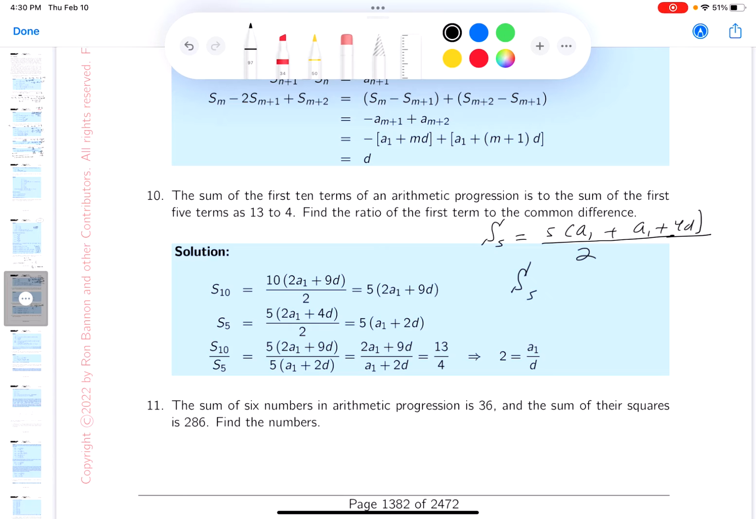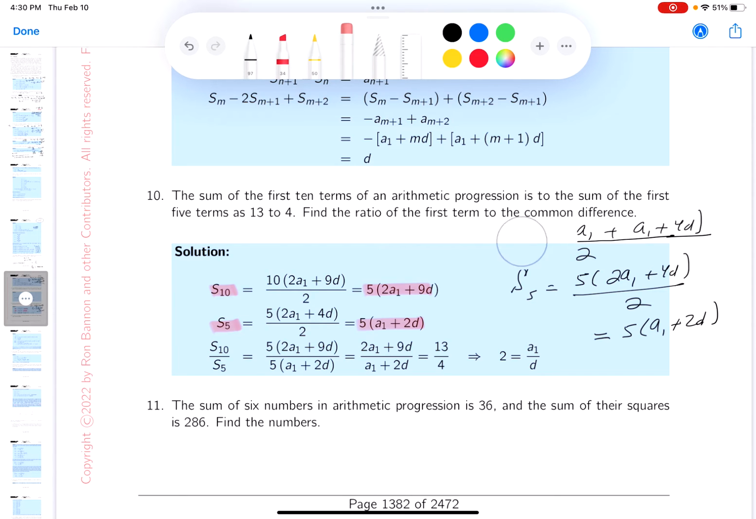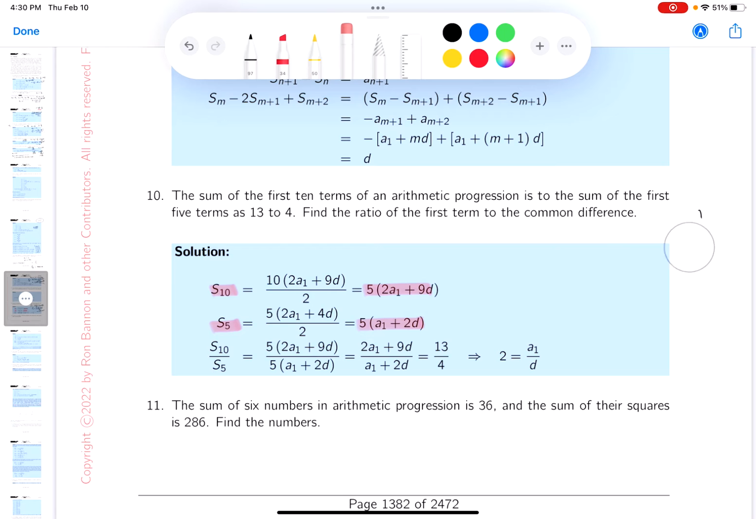Okay, so what do you get there? S5 would be equal to, well, this is going to be 5 times (2A1 plus 4D) over 2. And I like to reduce things. This is 5 times (A1 plus 2D). All right? I'm going to show you where that's written. It's written right over here. So this is S10. This is S5. I see where that came from. I have complete knowledge of that now. I'm going to start to erase this business over here. I'm just reading and understanding what I've read.